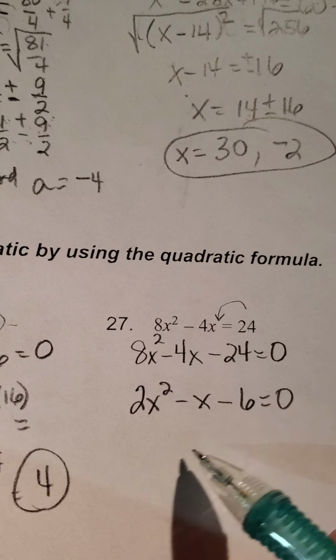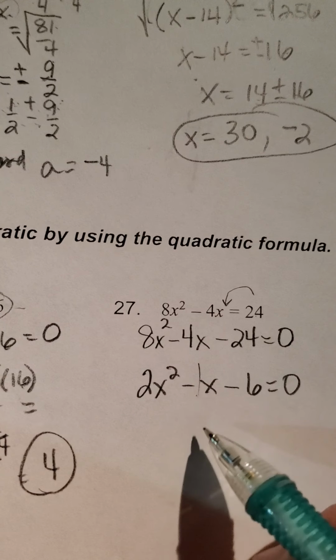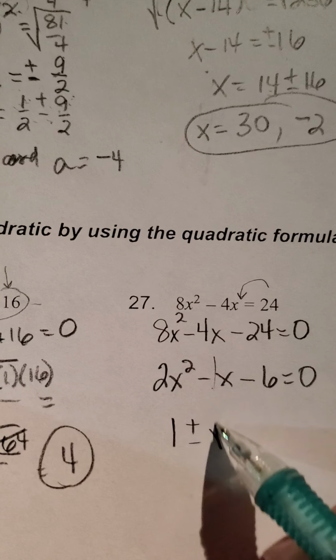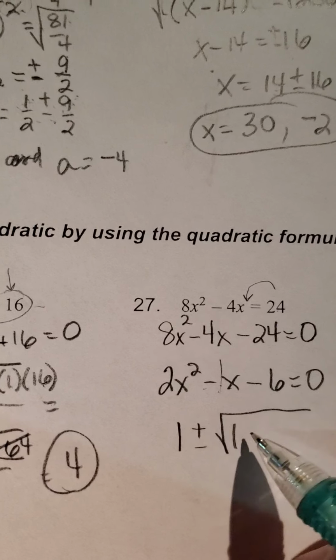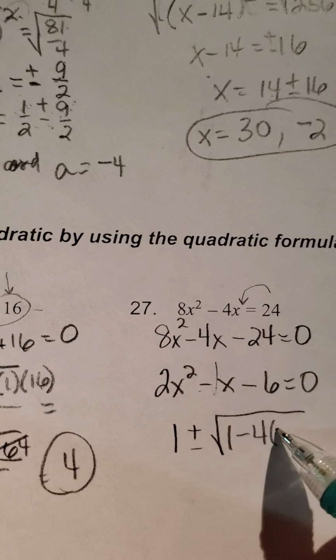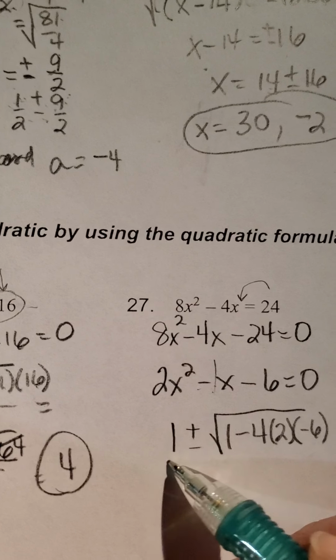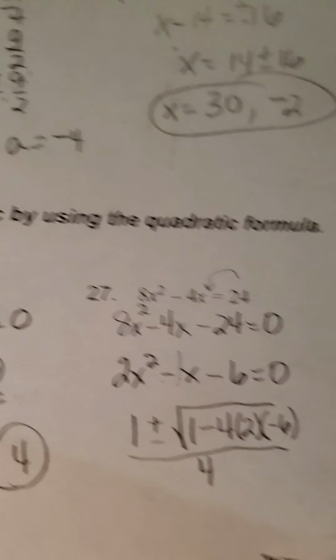So we plug it into our equation. The opposite of b, our b here in this case is negative 1, right? So the opposite of b would just be 1, plus or minus the square root of b squared, so negative 1 times negative 1 is 1, minus 4 times a is 2, and c is negative 6. All divided by 2 times 2 is 4. Okay, oops, sorry. There you go.